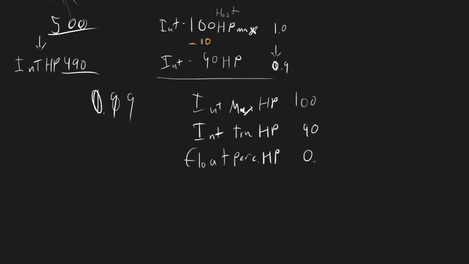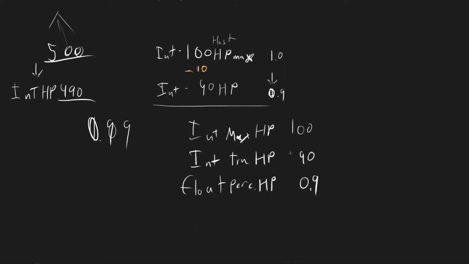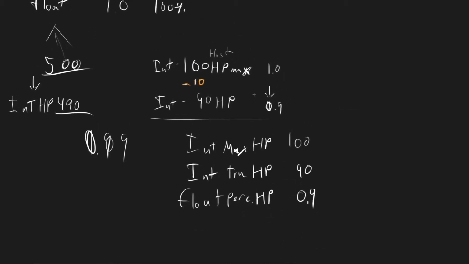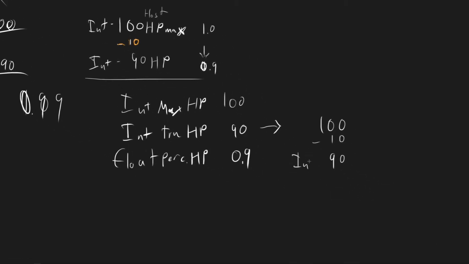And then this would be 0.9. Now, why would you end up doing this? Why wouldn't you just take your true HP and be like, oh, well, it was 100. Now let's go ahead and minus 10 from it. And now we got 90. And now you have an int that's just 90. Well, the problem with this is, how do you go back to your maximum health? You need a variable to end up capping your health correctly.